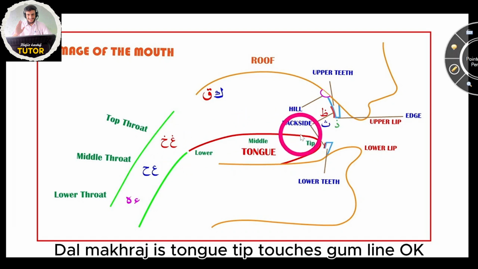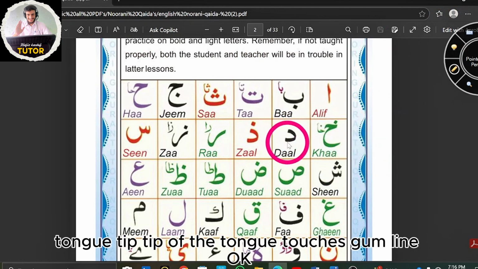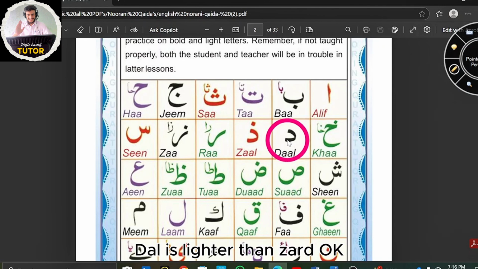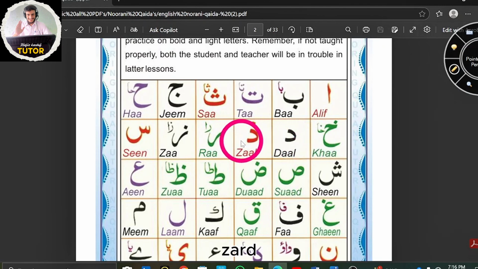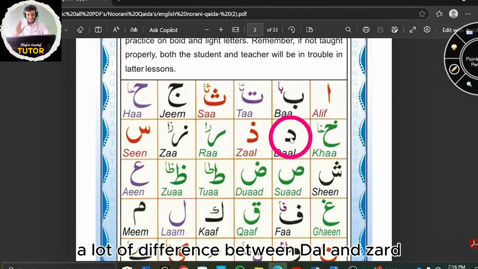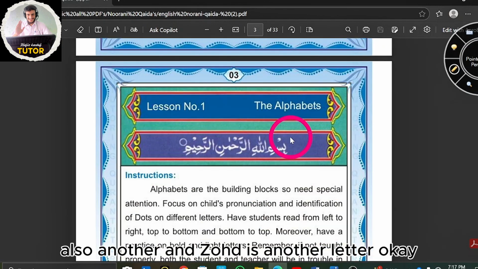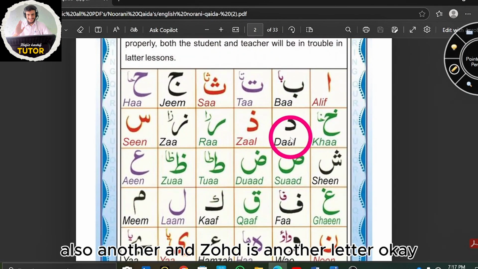The makhraj of dal is the tongue tip touching the gum line. The tip of the tongue touches the gum line. Dal is lighter than zad. There is a lot of difference between dal and zad. Some people mix these two letters. Dal is one letter, and zad is another letter.